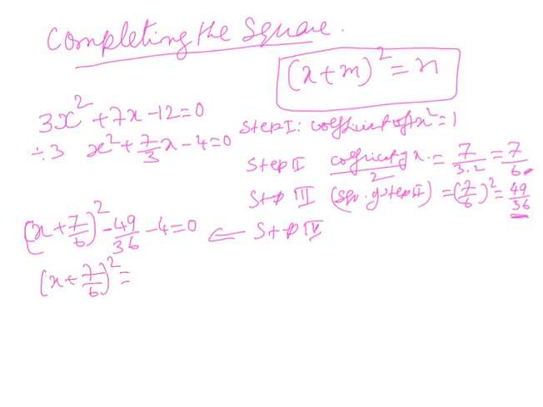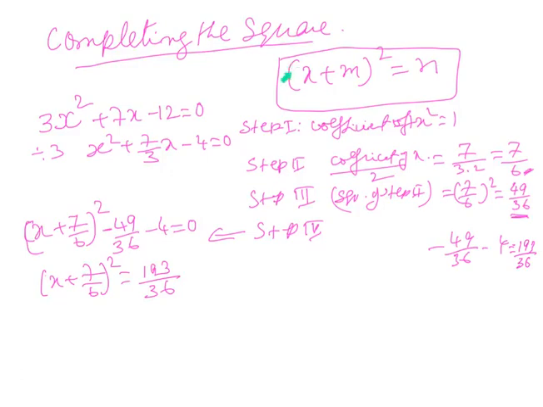I add this 49 over 36 plus 4, or sorry, it's minus 4, and I get, as you do the calculations, use your calculator, 193 over 36. Minus that, if I transpose, becomes positive, so 193 over 36. Now I apply this method here.